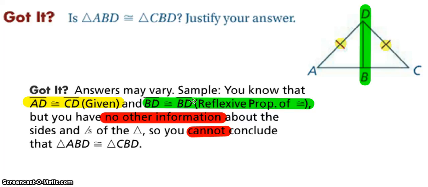We don't know any other angles. We don't know any other lengths. It looks like there's 90-degree angles down here, but we don't know that. So since we don't actually know any other information, we cannot conclude that these triangles are congruent. They might be congruent. We just cannot prove them to be congruent at this time.